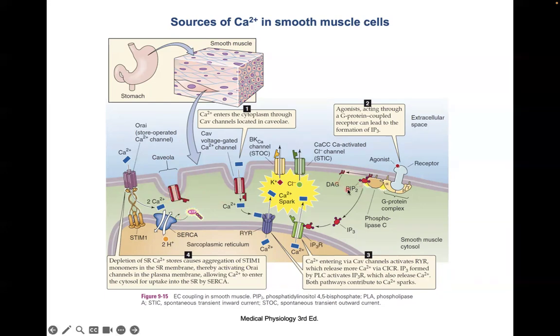Source number two, we have intracellular signaling, which gives rise to activation of IP3. IP3 activates IP3 receptors, which are calcium channels in the sarcoplasmic reticulum. So source one, voltage-gated calcium channels in the caveolae. Source two, IP3 activated calcium channels in sarcoplasmic reticulum. Number three, ryanodine receptors get activated by the calcium that comes from the extracellular space. The ryanodine receptors, remember, are in the sarcoplasmic reticulum. Finally, we have also store-operated calcium channels here that can be activated if the calcium stores in the sarcoplasmic reticulum run short of calcium. I hope this was helpful.